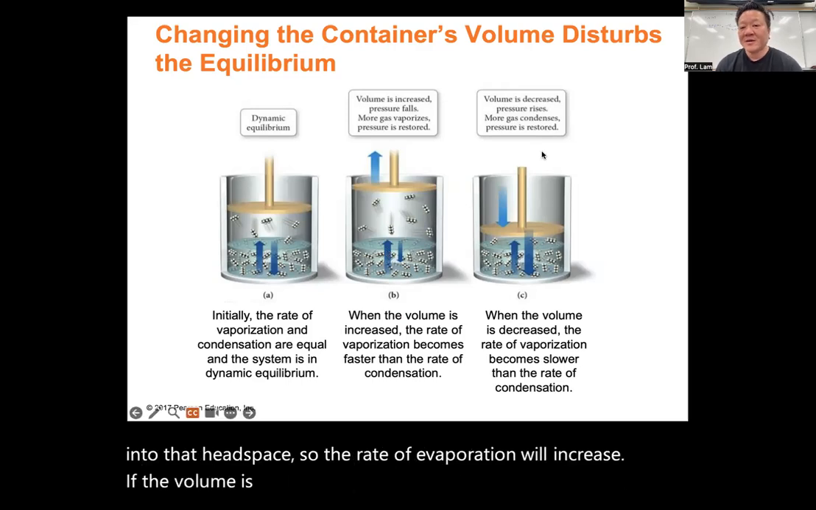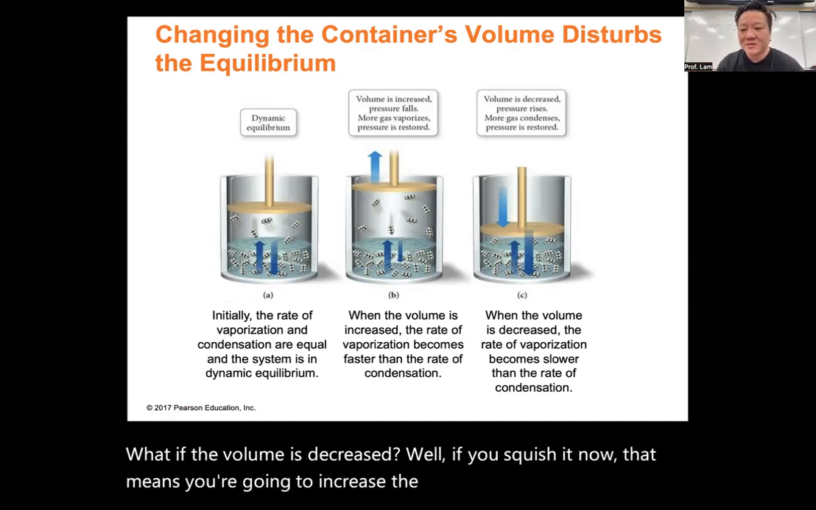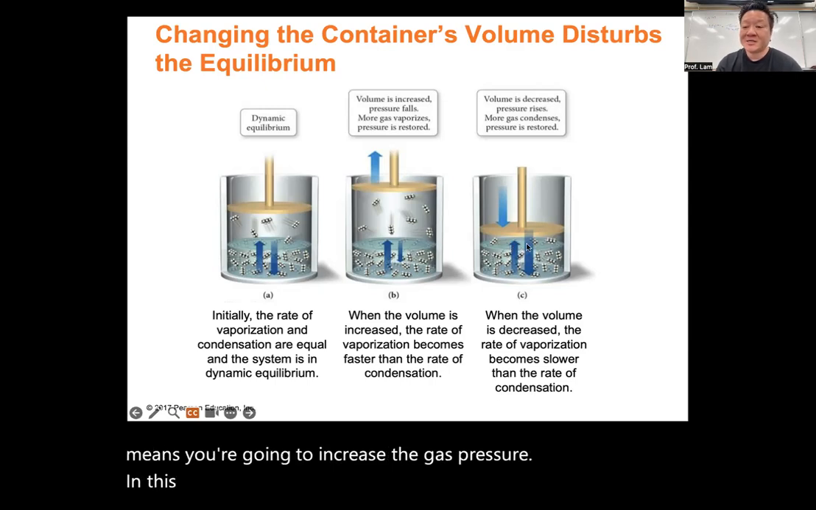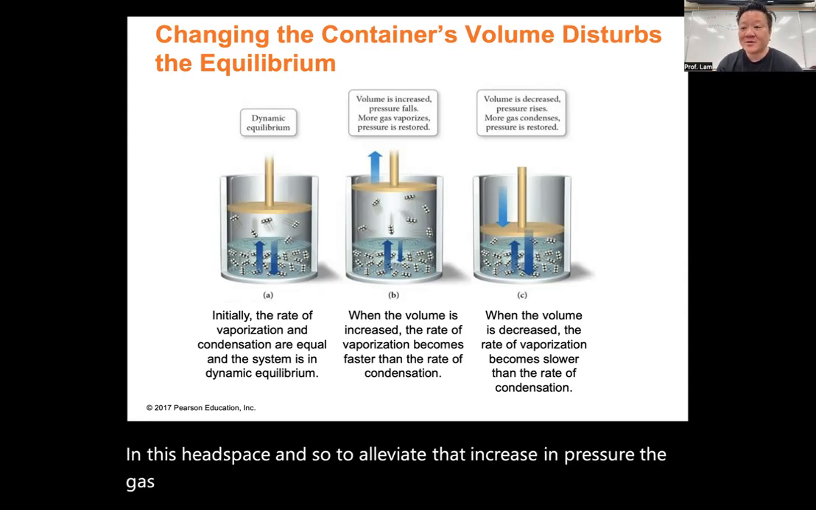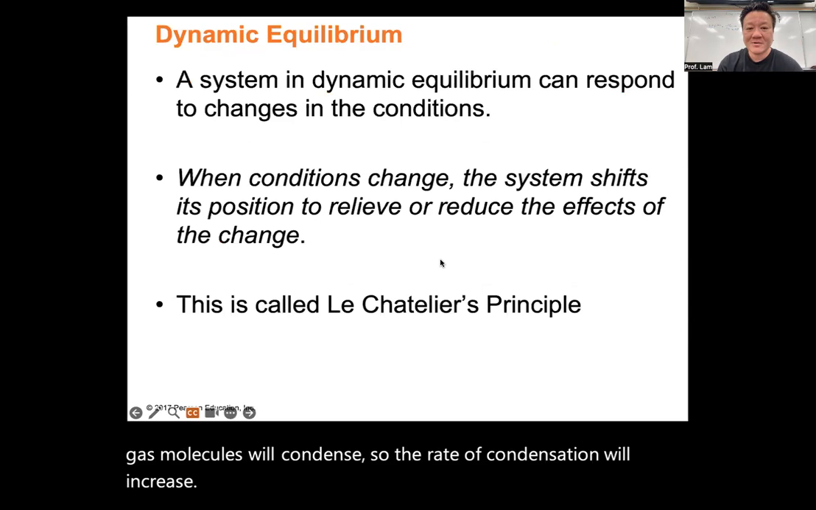What if the volume is decreased? Well, if you squish it, that means you're going to increase the gas pressure in this headspace. And so to alleviate that increase in pressure, the gas molecules will condense. So the rate of condensation will increase. Pretty interesting, right?